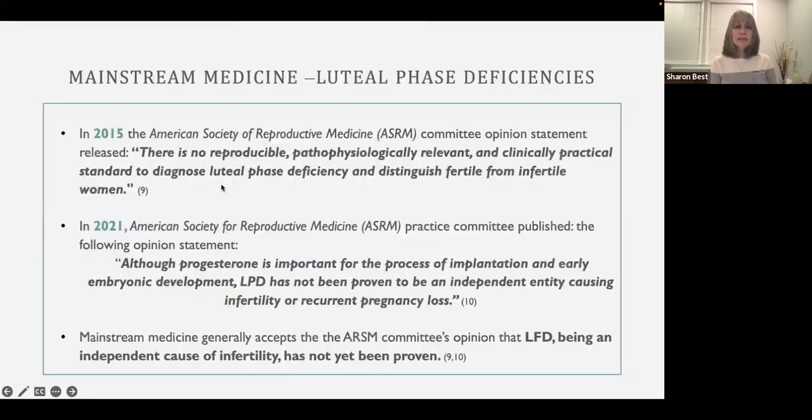So how does mainstream medicine think about luteal phase deficiencies? Interestingly, they have been coming around. NaPro has been doing this for about 30 years. This is a statement of the American Society of Reproductive Medicine. In 2015, they said there's no reproducible, pathophysiological, relevant, and clinically practical standard to diagnose a luteal phase deficiency to distinguish it from fertile or infertile. So they were completely saying this has no evidence.